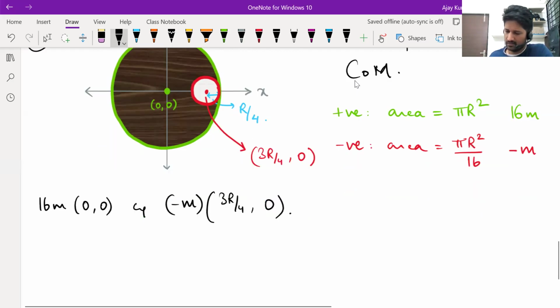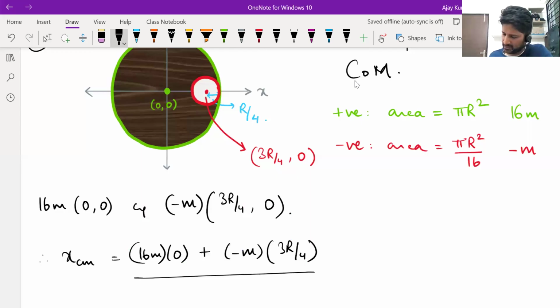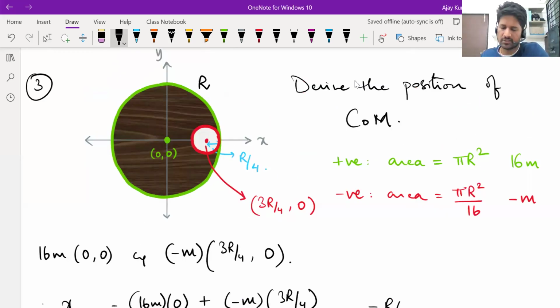That's all. Therefore, the x coordinate of center of mass of this combination will be m1 x1 plus m2 x2 divided by m1 plus m2. 16m minus m is 15m. M gets cancelled. 3 5s is 15. 5 into 4, the answer is minus R by 20. The x coordinate of center of mass of this whole system is minus R by 20.